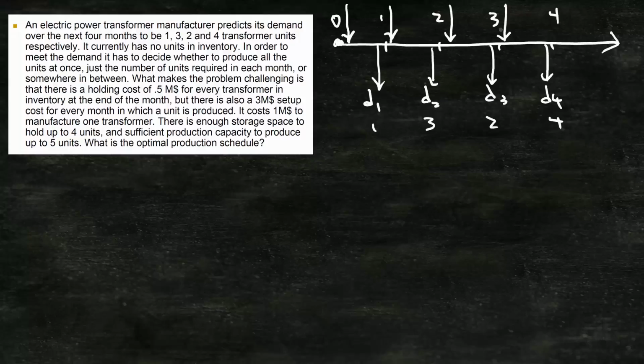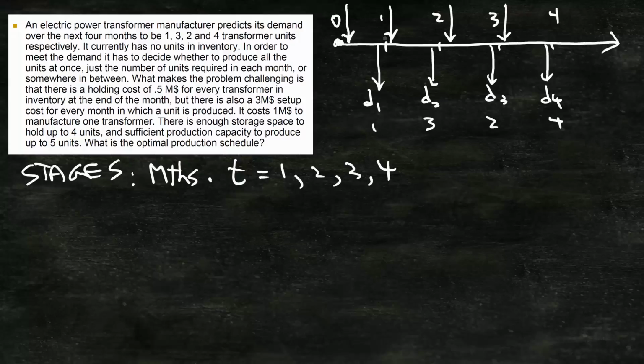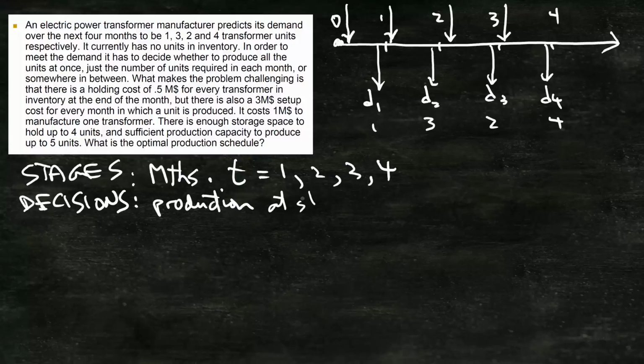Because this is a dynamic programming problem, you'll be asked, what are the stages of this problem? Well, the stages are clearly the months. So we have the months, T equals 1, 2, 3, 4. We have the beginning of the month and the end of the month. We have to decide, make some decisions. That's usually easier to identify than the state. The decision is how much to produce, the production, at the start of month T. Let's designate that by XT. So this will be X1, X2, X3, X4.